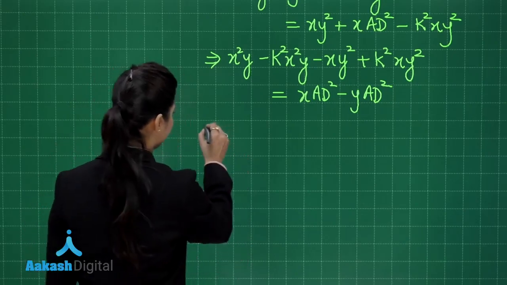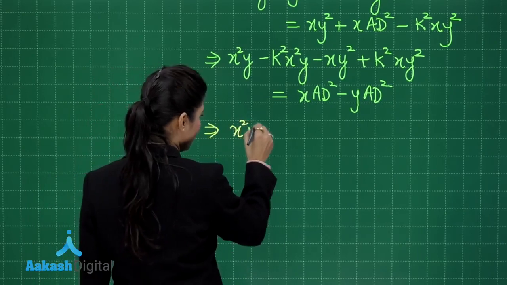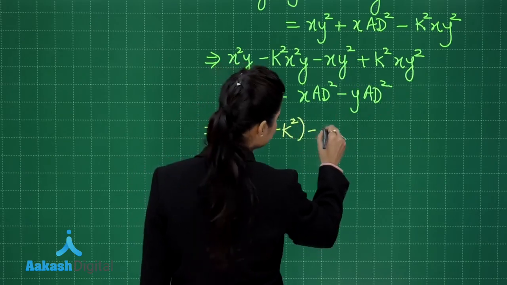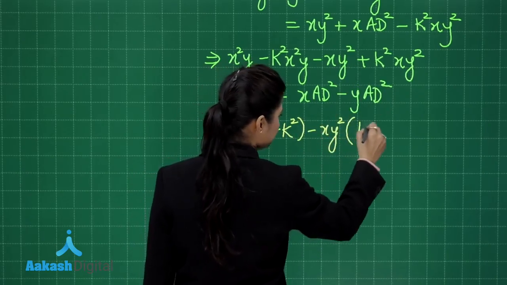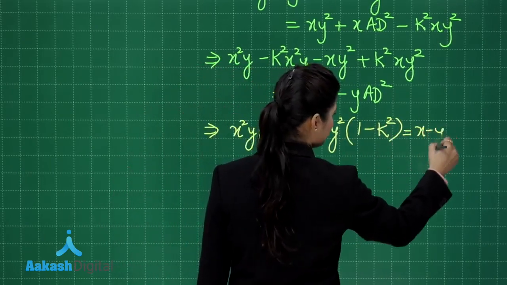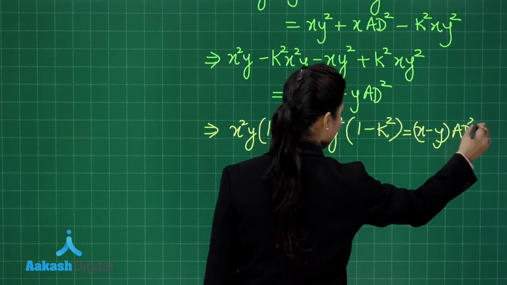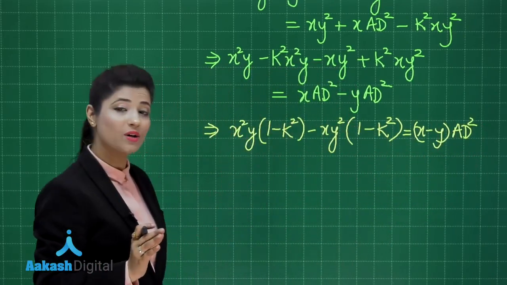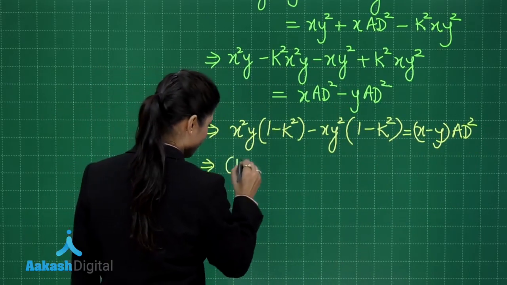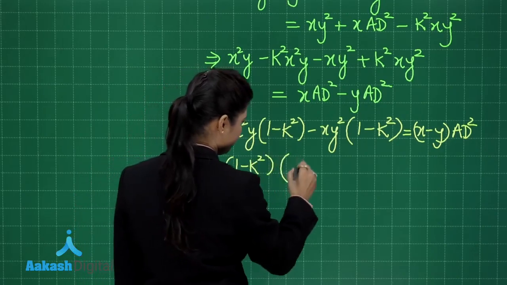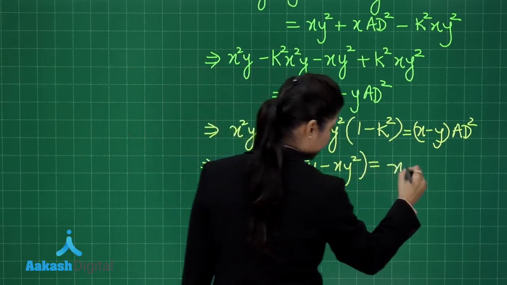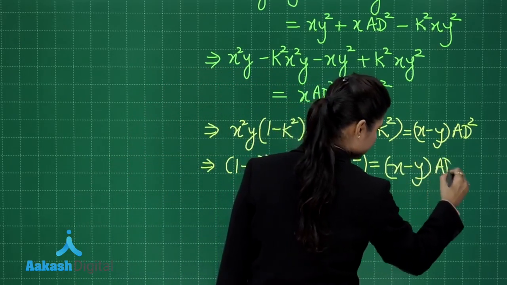Here in this case, I could take x square y common, which gives me 1 minus k square, while from these both, minus x y square is taken common, which gives me 1 minus k square. While on the right hand side, I have x minus y AD square. Okay. So from these both terms on the left hand side, what else can be taken as common? 1 minus k square. So we take 1 minus k square as common, which gives me x square y minus x y square equal to x minus y into AD square.